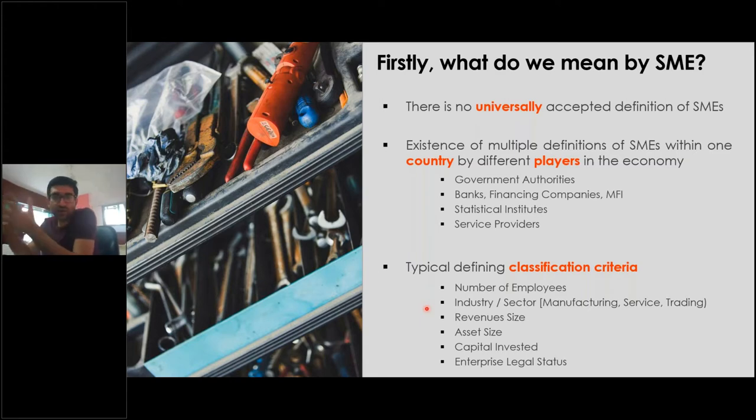But if you look at all the chaos in terms of defining what something is, typically it gets into the number of employees, the industry or sector they're coming from, the size of the revenue, their asset size, the capital they have invested, or their legal status. It more or less hovers around these parameters.